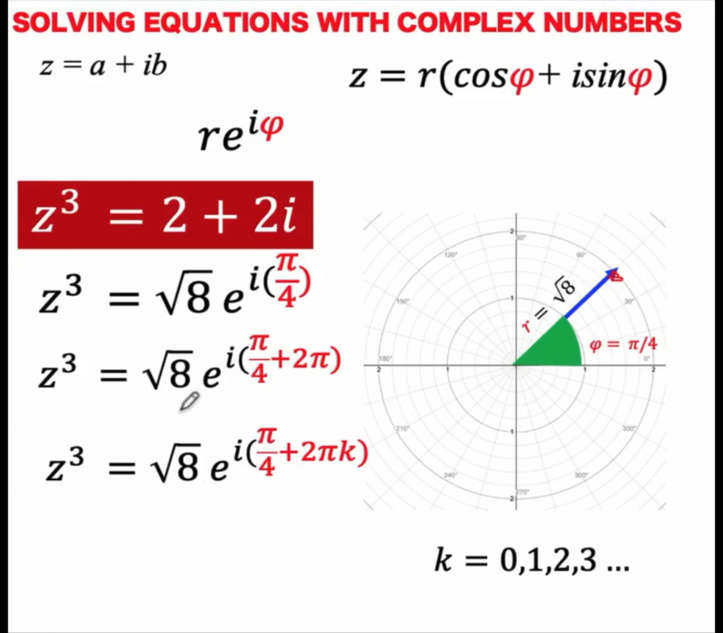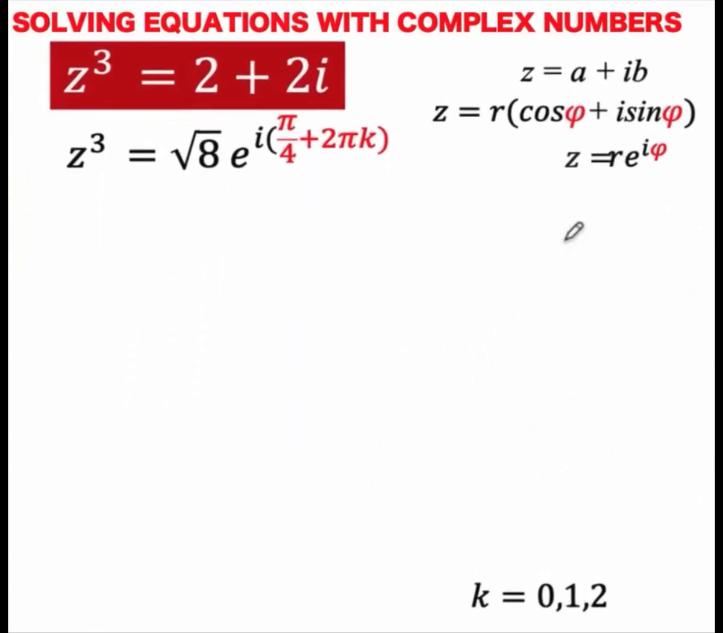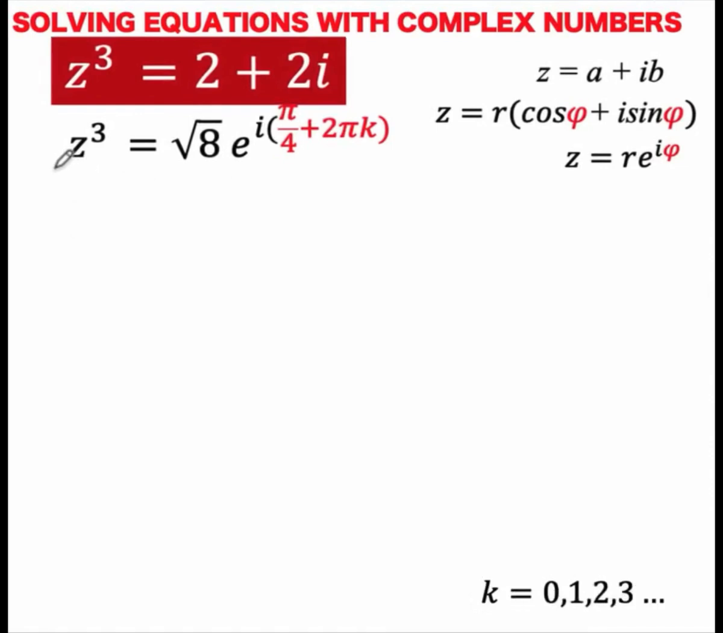z cubed is equal to the square root of 8 e raised to i times (π/4 + 2πk). In other words, I am going to add multiples of 2π in order to arrive at the same point when I rotate around the circle. Now, our problem is we are looking for z such that when you raise it to the third power, the result is this right side.